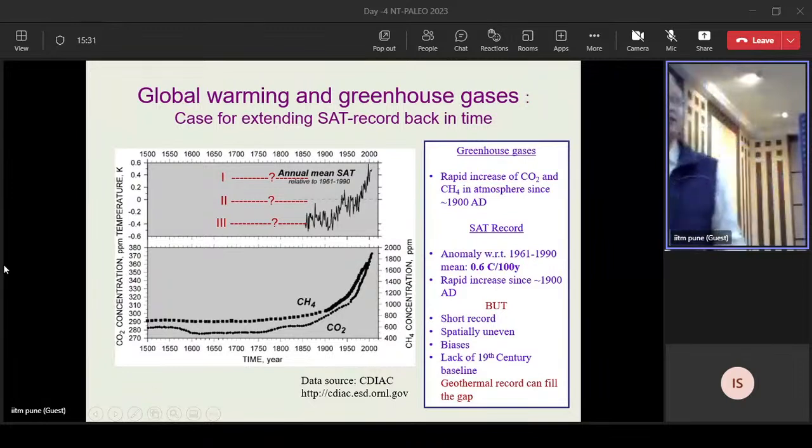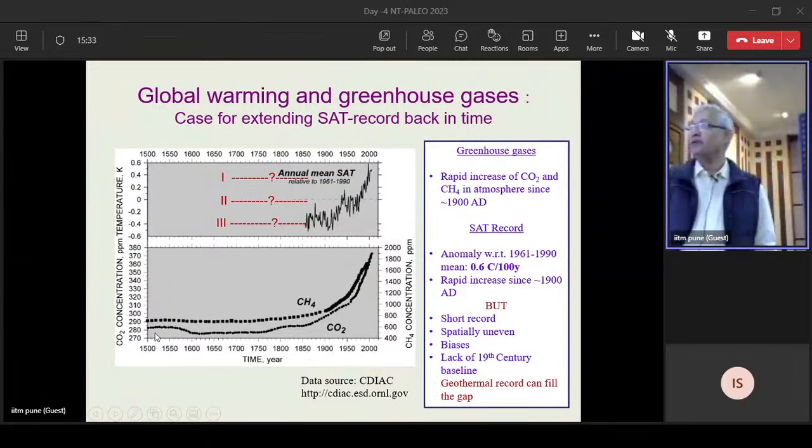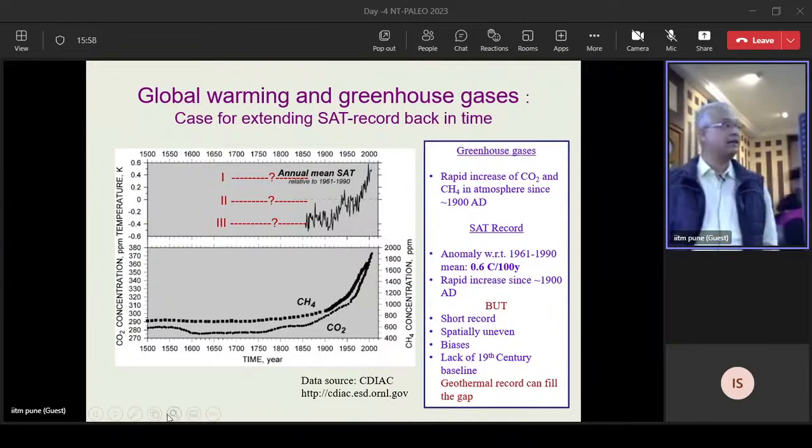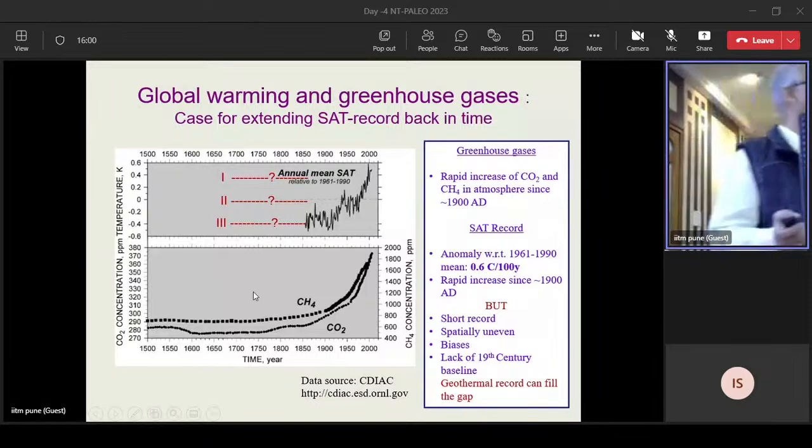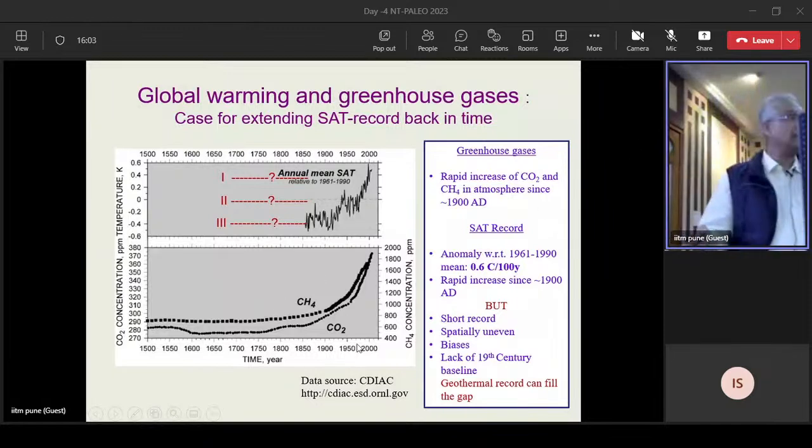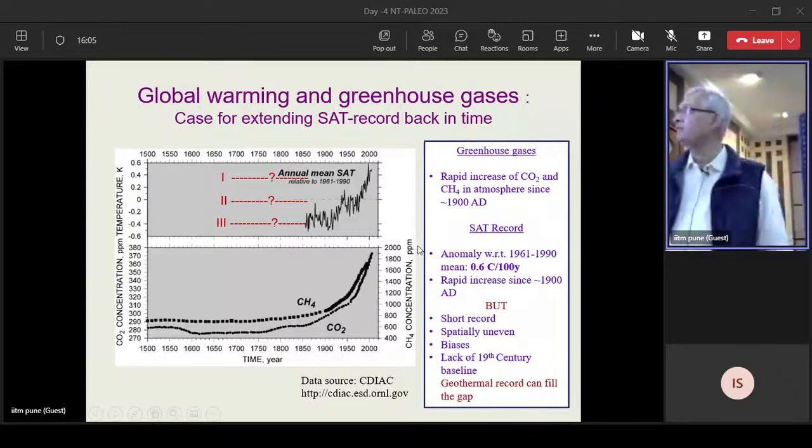So what's the motivation for studying this? If you see here on the x-axis, we have plotted the year from 1500 onwards up to the present. On the y-axis on the left-hand side, we have plotted the carbon dioxide concentration in parts per million in the atmosphere, and on the right-hand side, methane gas concentrations in the atmosphere in parts per billion. I'm sorry, this should be parts per billion.